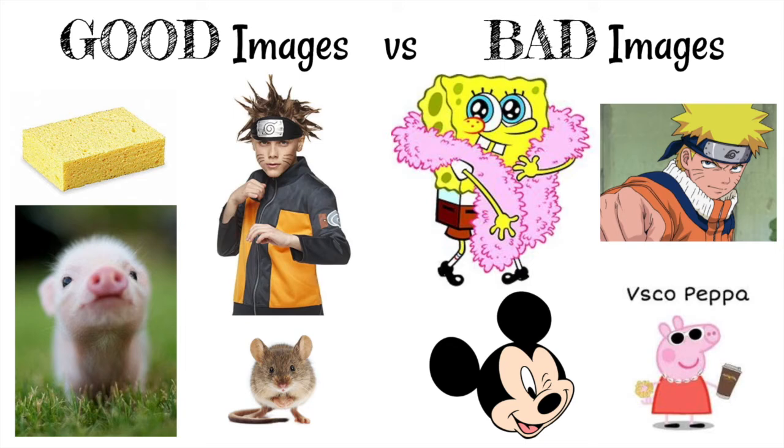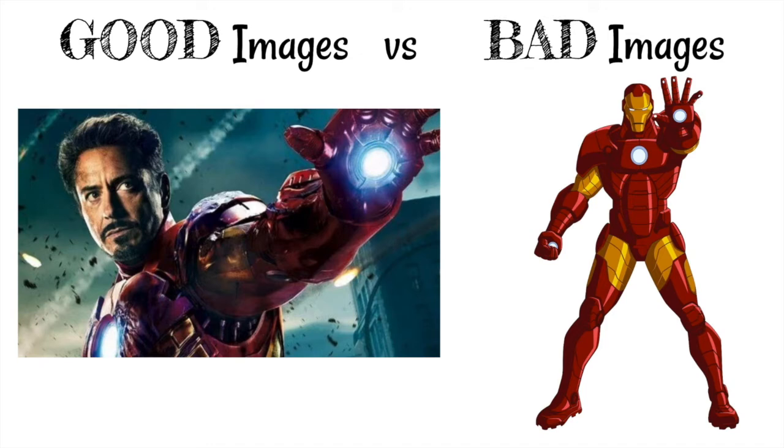The values have already been chosen. Now, there is one big exception to this, and that's going to be with CGI. Here you can see a photoshopped or CGI image of Iron Man, and then a drawing of Iron Man. The one on the left with Robert Downey Jr. playing Iron Man in one of the Marvel movies is perfect.